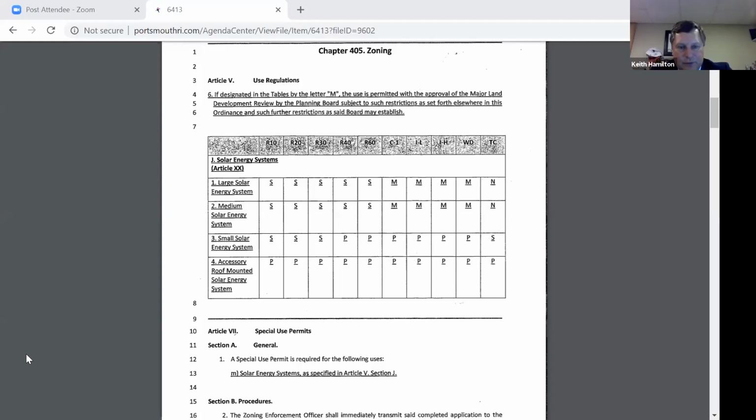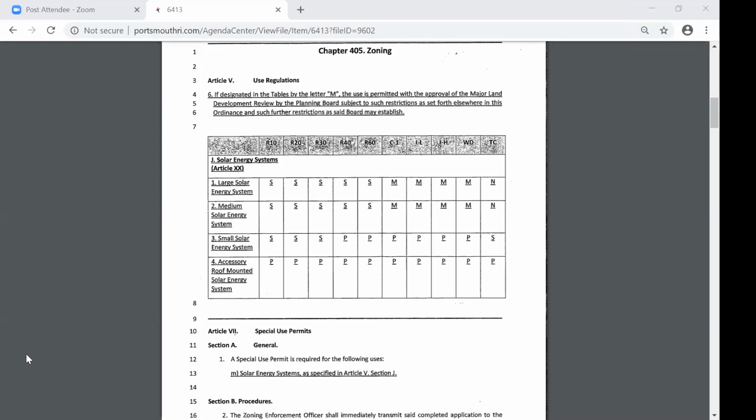So just to confirm, just because there's a P there on an R40, they still have to go to the building inspector. They may not have to go through the full zoning board, but they still have to get approval to make sure that they're not exceeding their lot coverage. Let me explain that, yes.